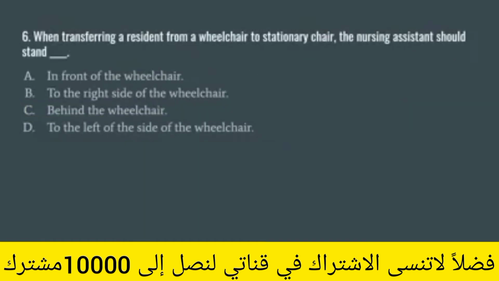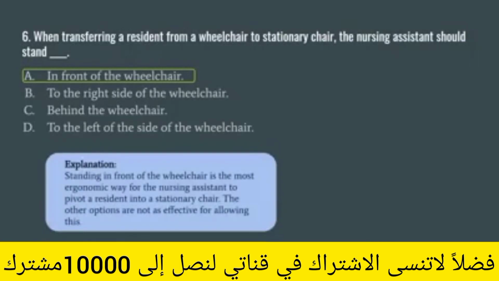Question 6. When transferring a resident from a wheelchair to a stationary chair, the nursing assistant should stand A. In front of the wheelchair. B. To the right side of the wheelchair. C. Behind the wheelchair. D. To the left side of the wheelchair. Question 6 answer, A. In front of the wheelchair. Question 6 explanation. Standing in front of the wheelchair is the most ergonomic way for the nursing assistant to pivot a resident into a stationary chair. The other options are not as effective for allowing this.